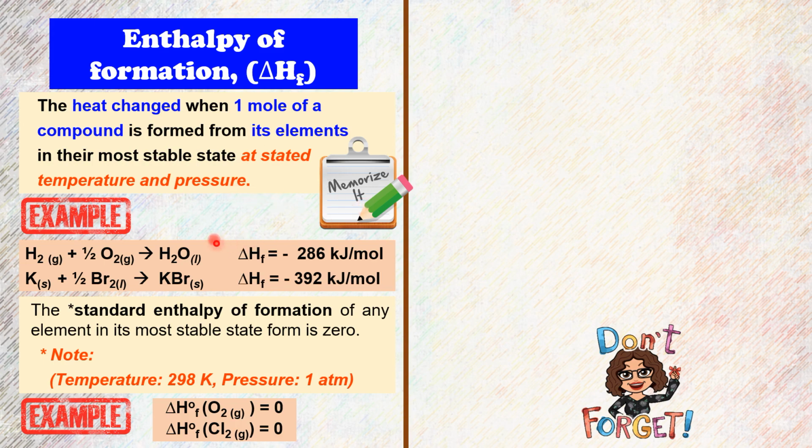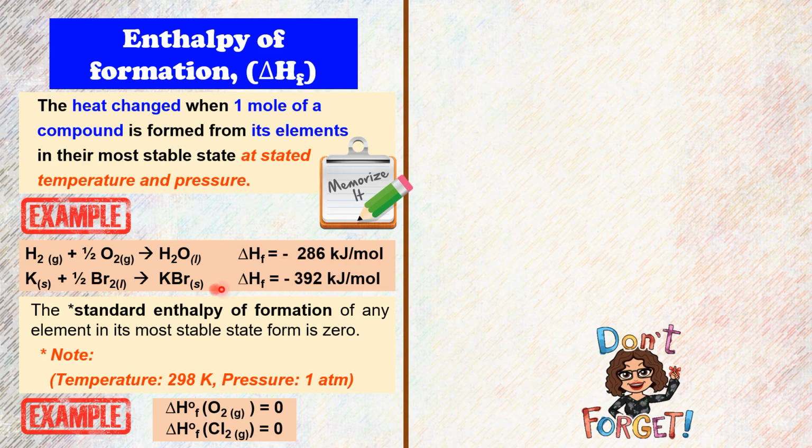For example, the formation of 1 mole of liquid water. It should come from its elements, that is hydrogen and oxygen. The stable state for hydrogen is gas, and the stable state for oxygen is also gas. Since the product side should be 1 mole, you have to balance at the reactant side. And the value of delta Hf is negative 286 kJ per mole.